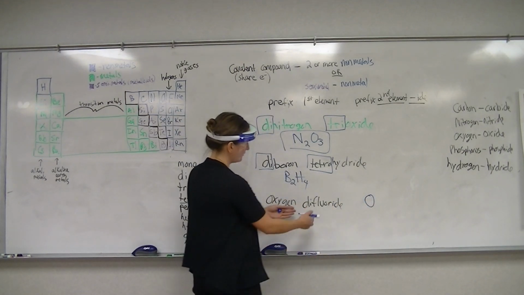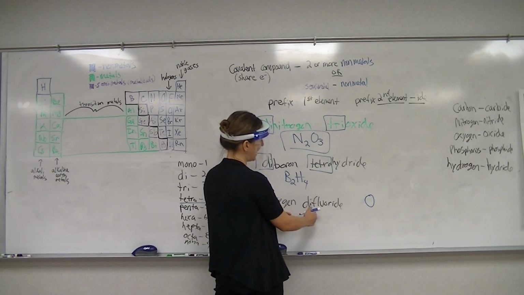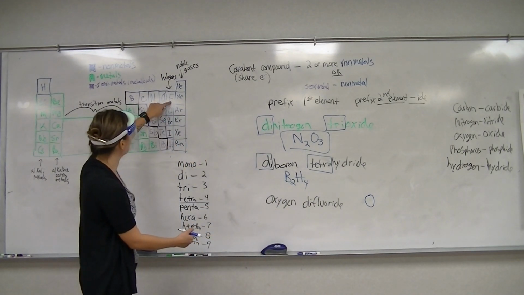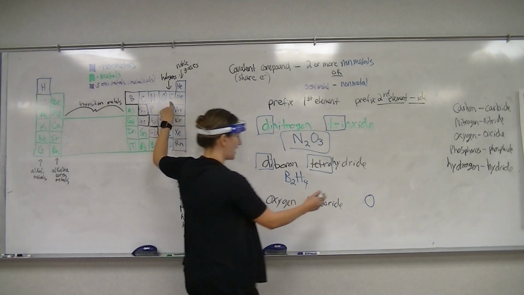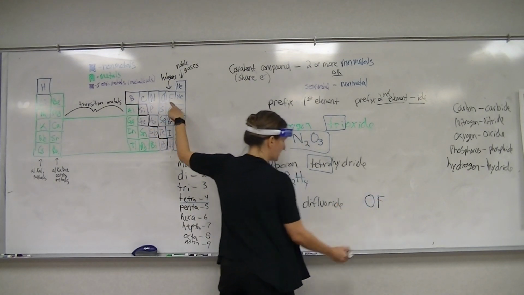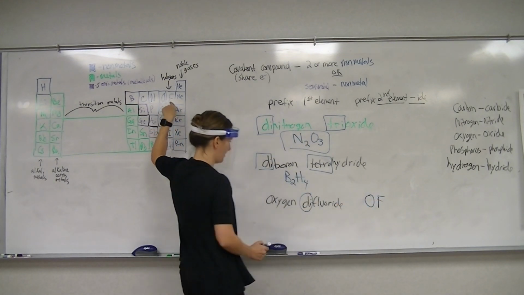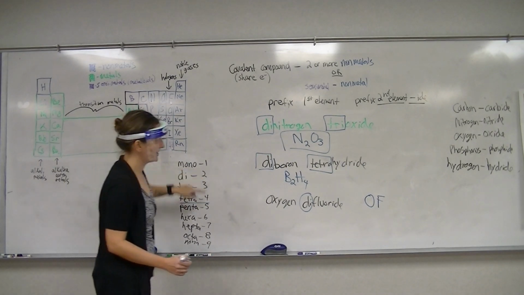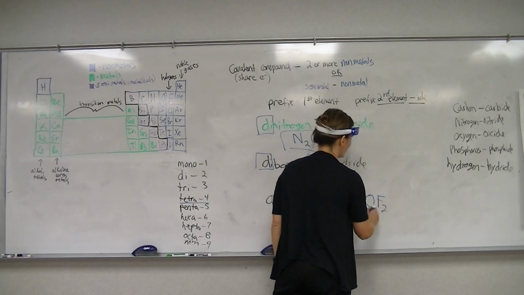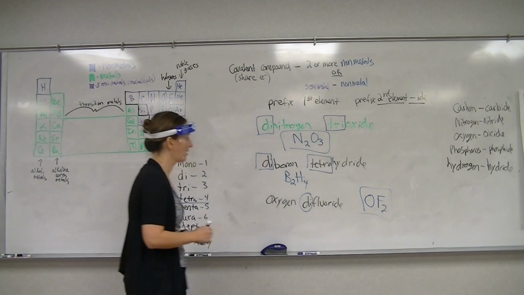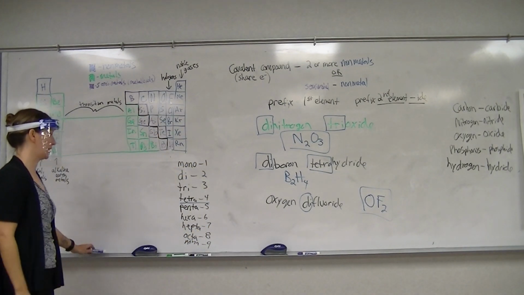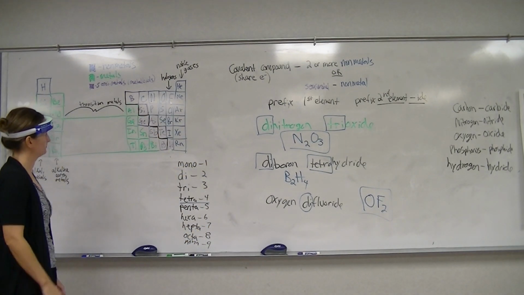Now the second part, fluoride, that's the IDE version of fluorine, this halogen here. So I'm going to write F for the symbol. And this one does have a prefix. It says di. So di, once again, is 2. So OF2 would be the correct chemical formula going with that name.